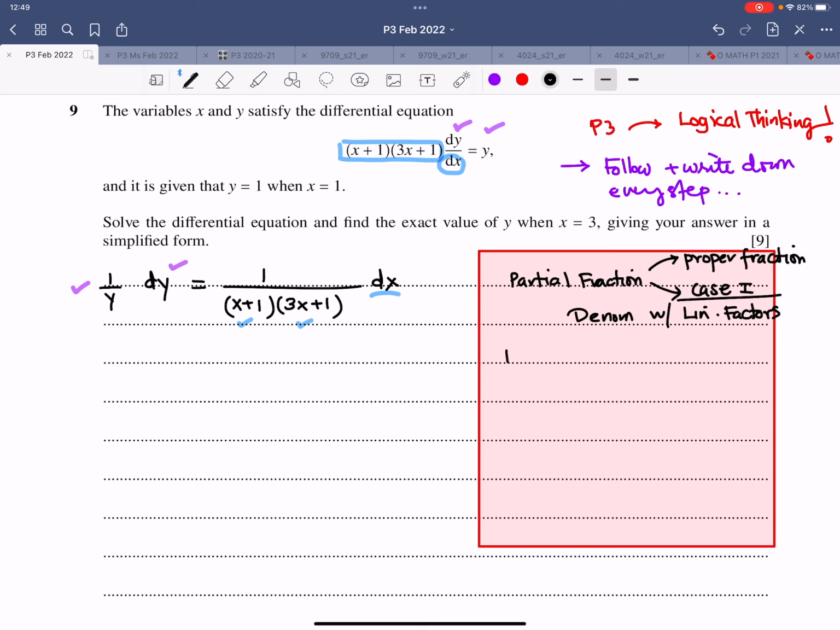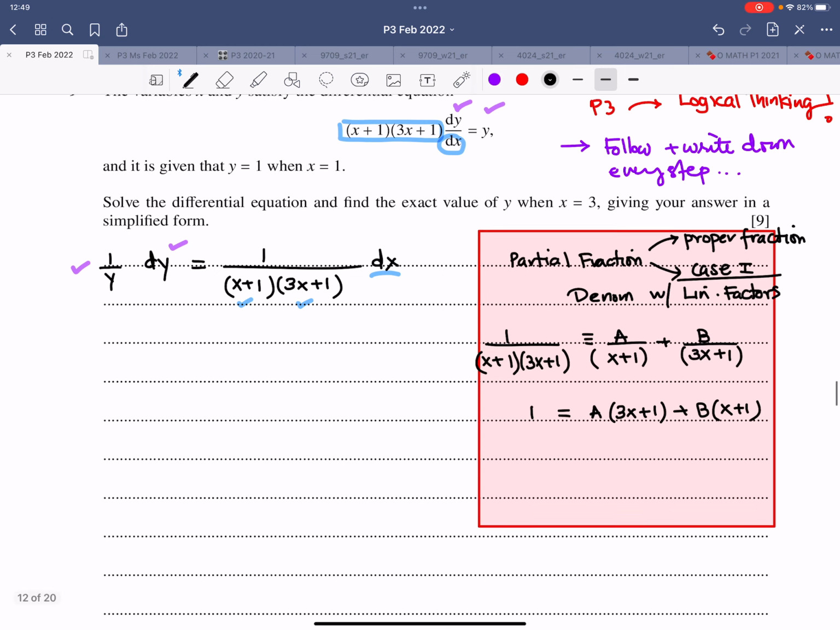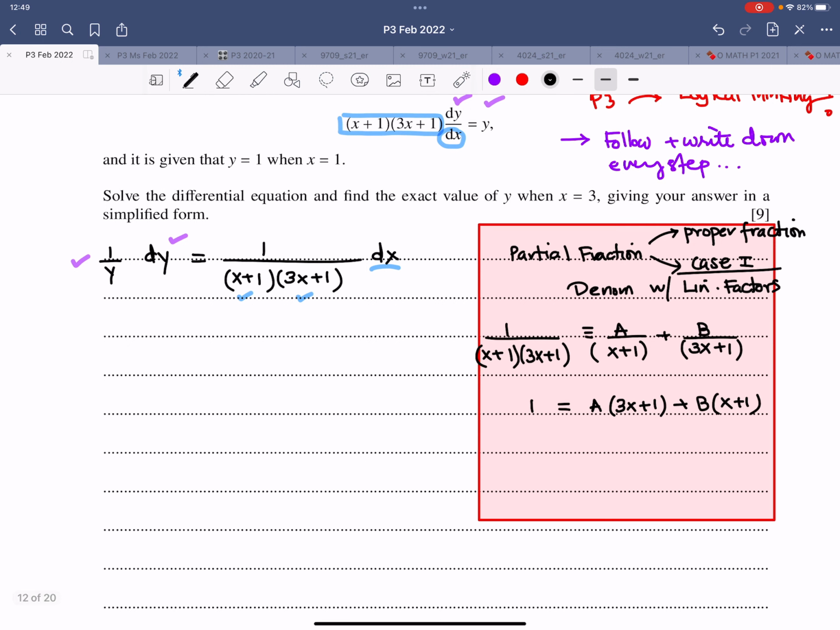So therefore 1 over (x plus 1)(3x plus 1) is identical to a constant over the first factor, another constant over the other factor. That is the first step. Second step, take LCM. A is multiplied with 3x plus 1, b is multiplied with x plus 1. Make sure to use a lot of brackets. Now let me choose a constant. Let x equal negative 1. So b disappears. 1 equals negative 2a. Therefore, a comes out to be negative half.